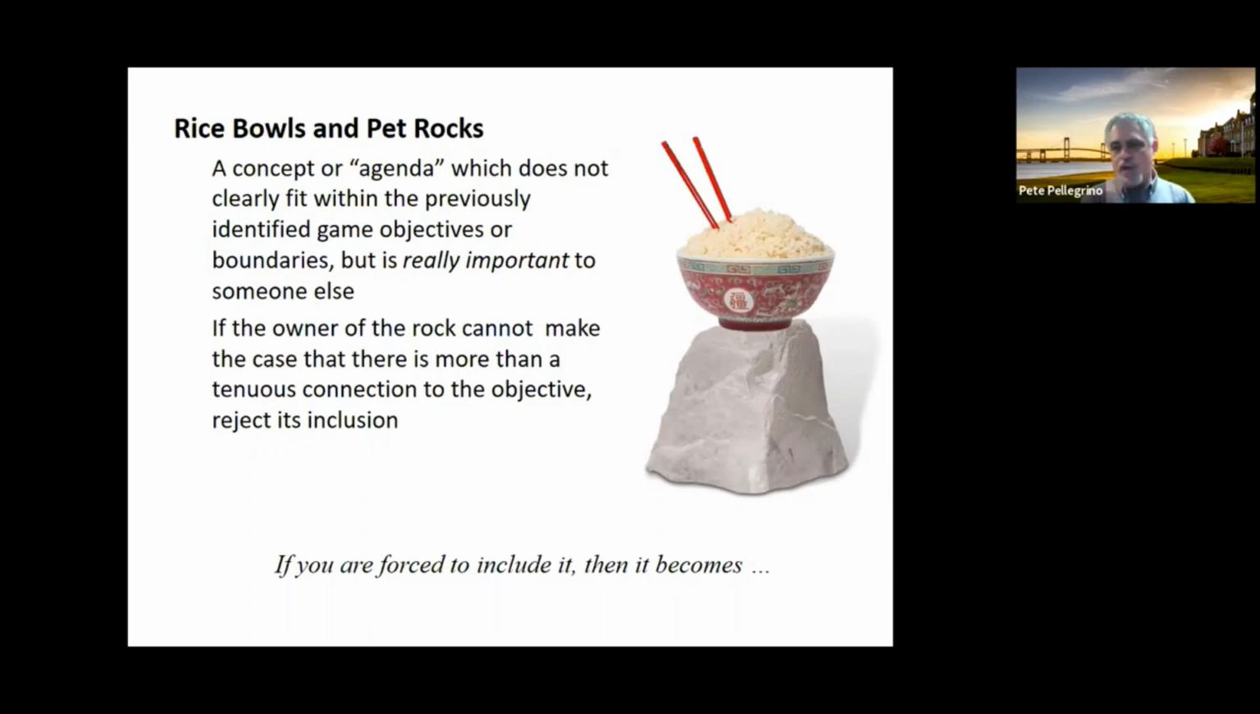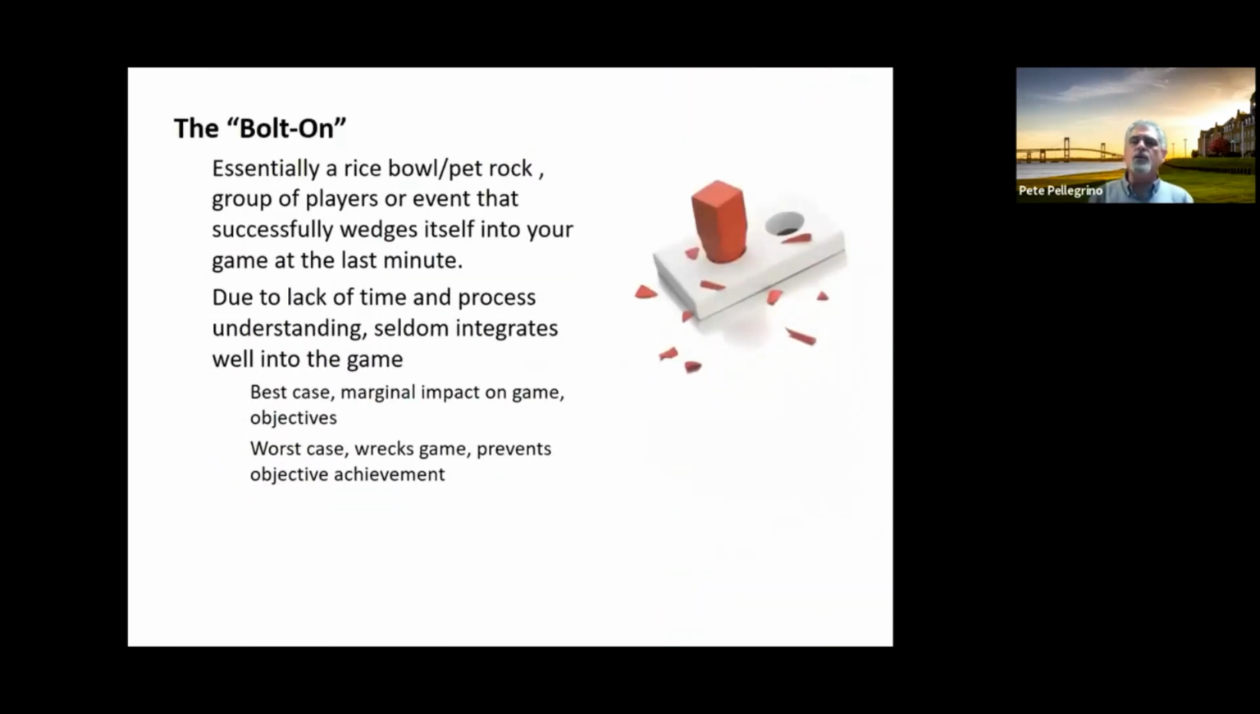Now, say I've lost this argument and it gets forced on me. So what do we have? Then we get the bolt-on. And the bolt-on is just that. It's something that I didn't want to put in the game, and I lost the fight about keeping it out. And I was told, shut up and color, put it in the game. Okay, these are typically 11th hour type things that get stuck on. At best, you can try to, again, accommodate them in some manner, which will have marginal impact on your objective. At worst, it takes the train off the tracks.